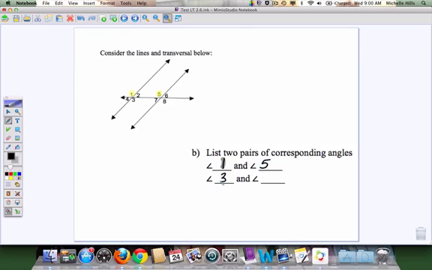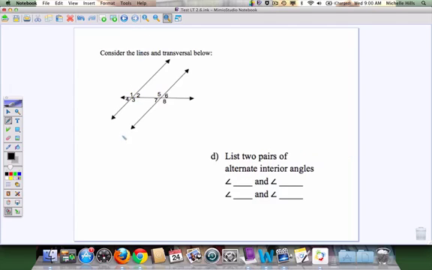3 and 8 are corresponding angles. I would describe the location of each of them as below the transversal and to the right of one of the two lines. And alternate interior angles, well, if these are my two lines, interior means between those two lines. Alternate means on opposite sides of the transversal, so 2 and 7, and angle 3 and angle 5.